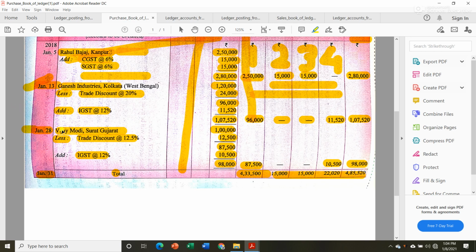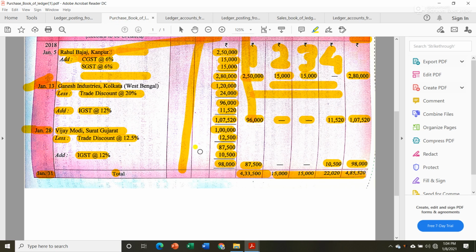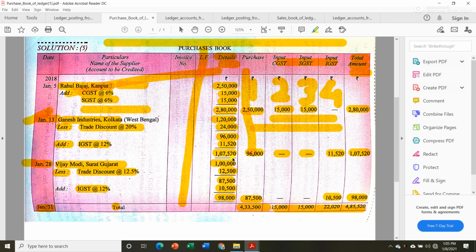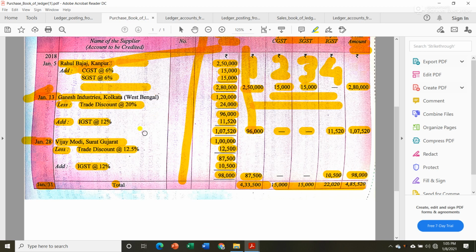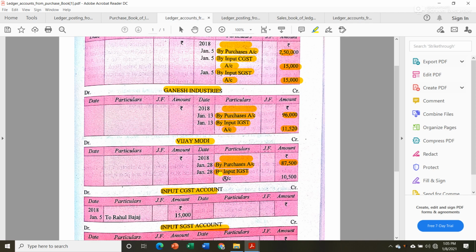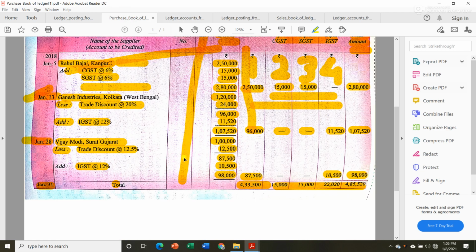Now let us see, next is our Vijay Modi from Surat, Gujarat. So we have already prepared Vijay Modi's ledger account and his first amount is appearing in the purchase column. So in here we will write credit side by purchases account 87,500. Then next is appearing in the IGST column, input IGST. So we will write by input IGST account rupees 10,500. Okay, now three of our parties' ledger accounts are finished. Now let us move into the next.